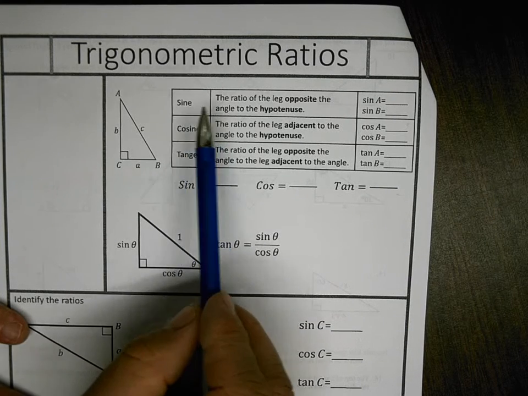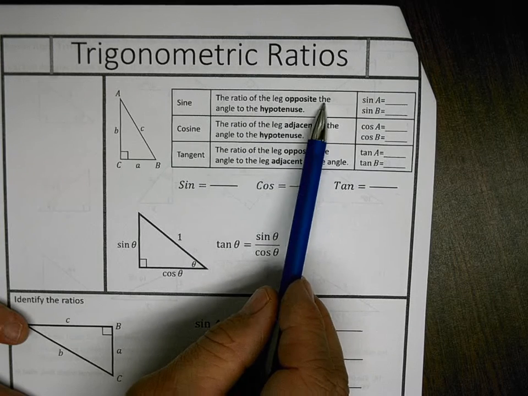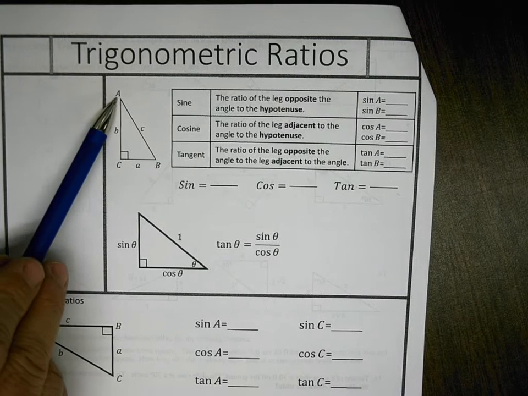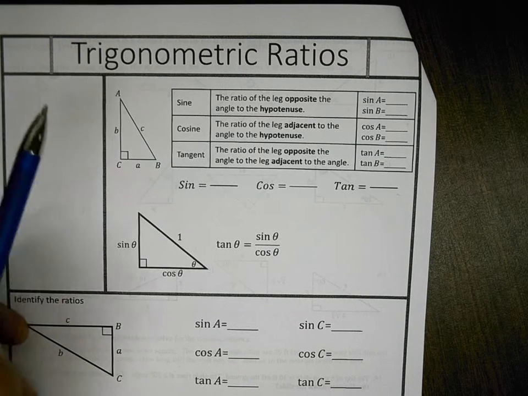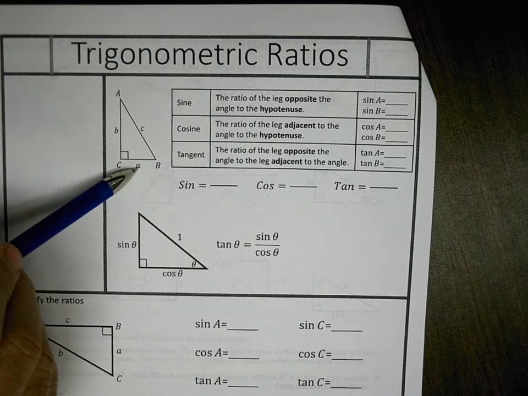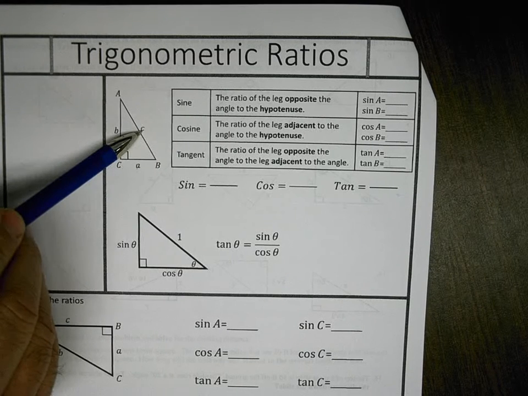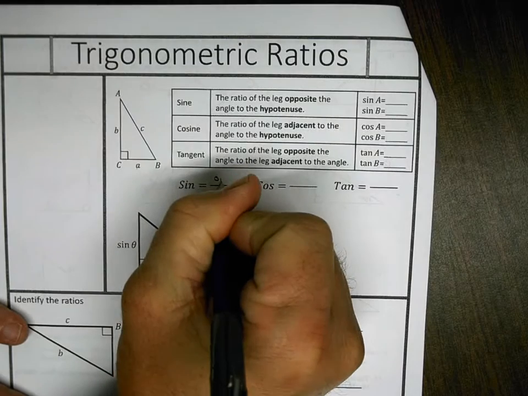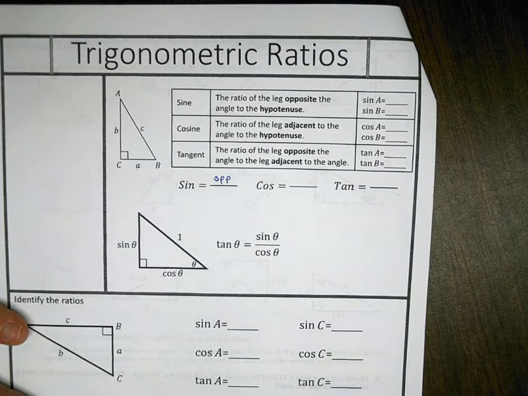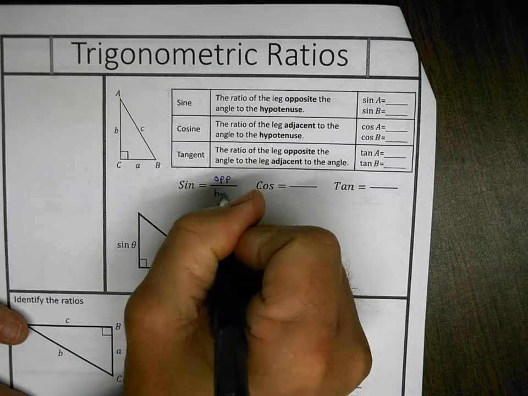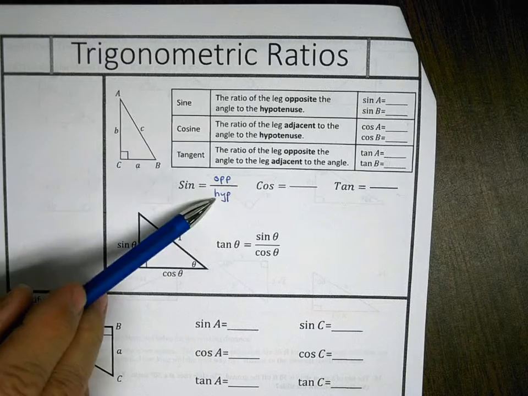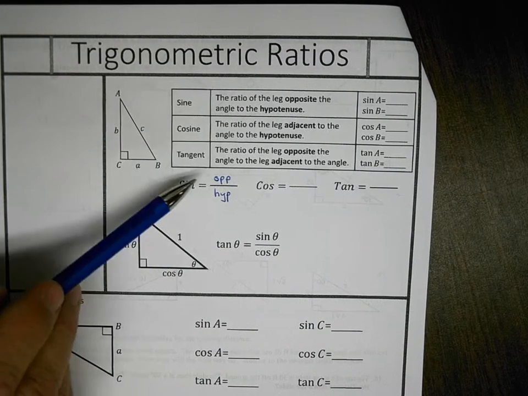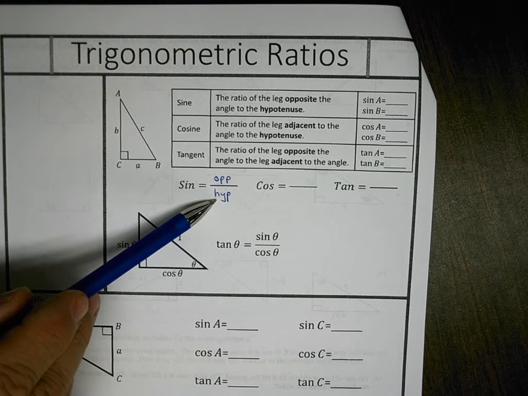Sine is the ratio of the leg opposite the angle to the hypotenuse. If we have the sine of A, we're talking about the side opposite A, which would be lowercase a, over the hypotenuse C. So it's the opposite side over the hypotenuse. The hypotenuse is always the long side opposite the right angle, correct? So sine is always considered opposite over hypotenuse.